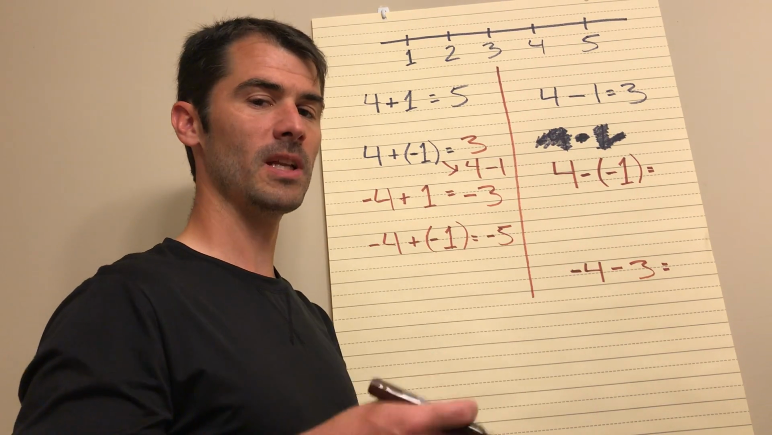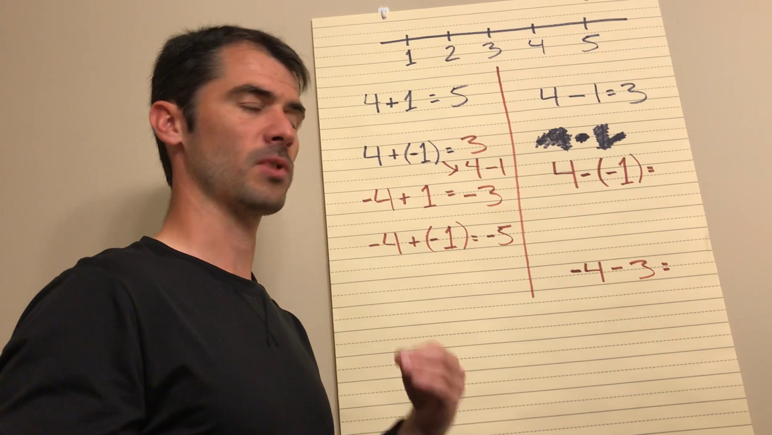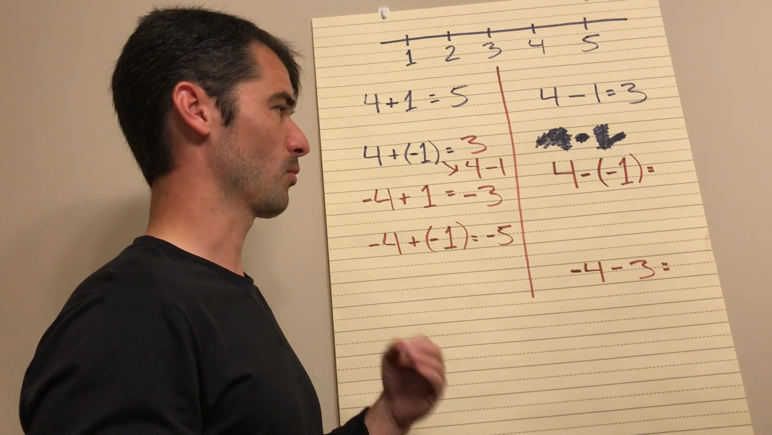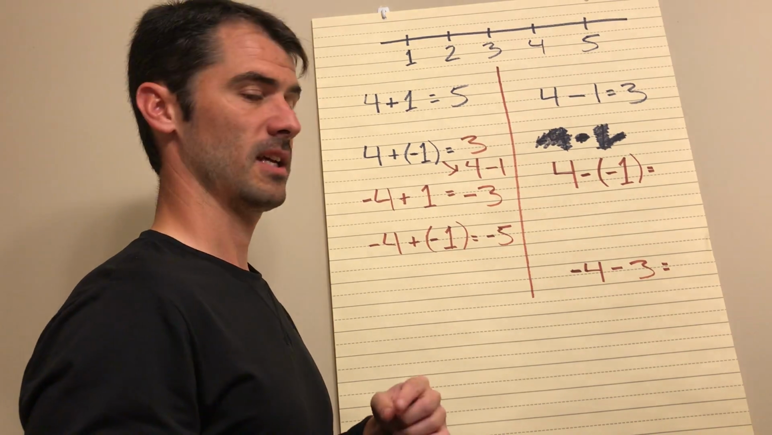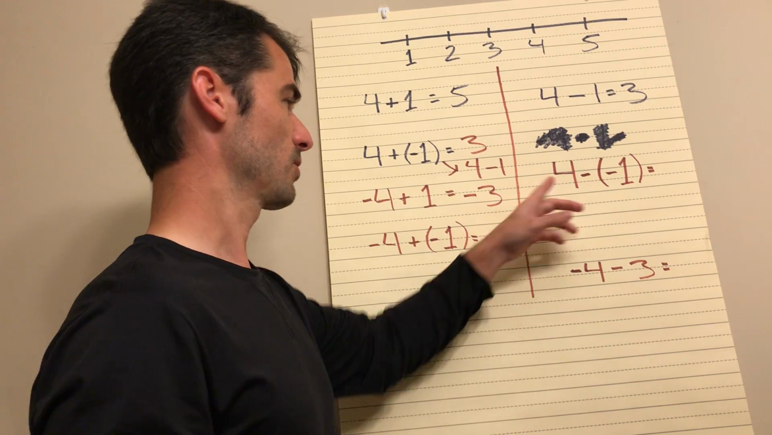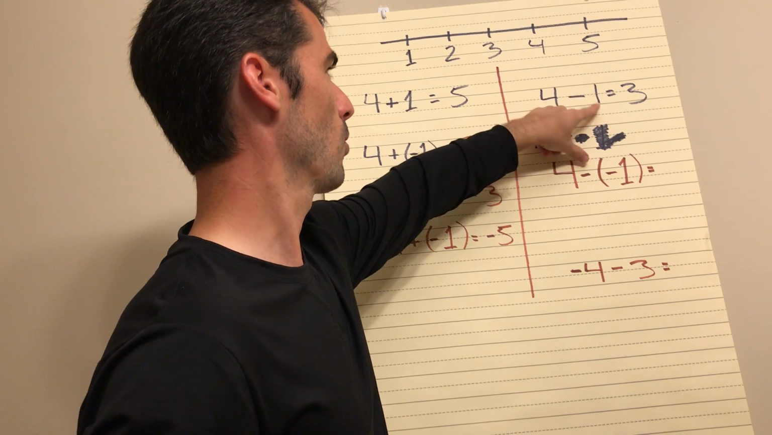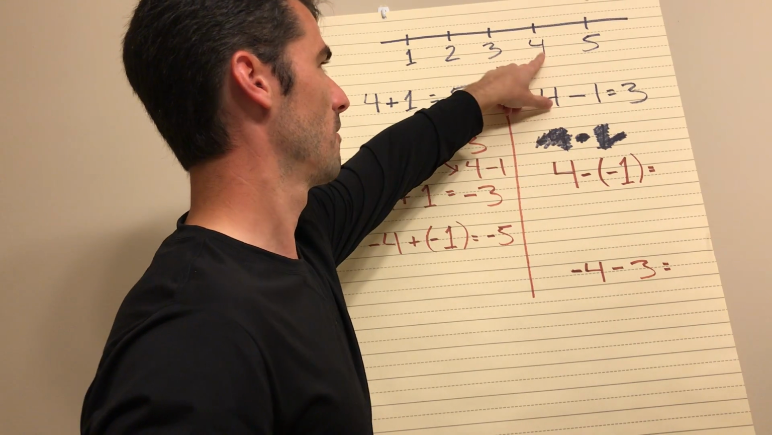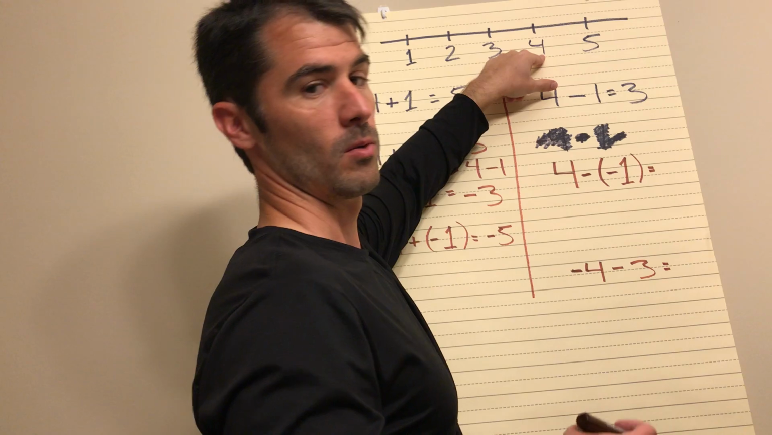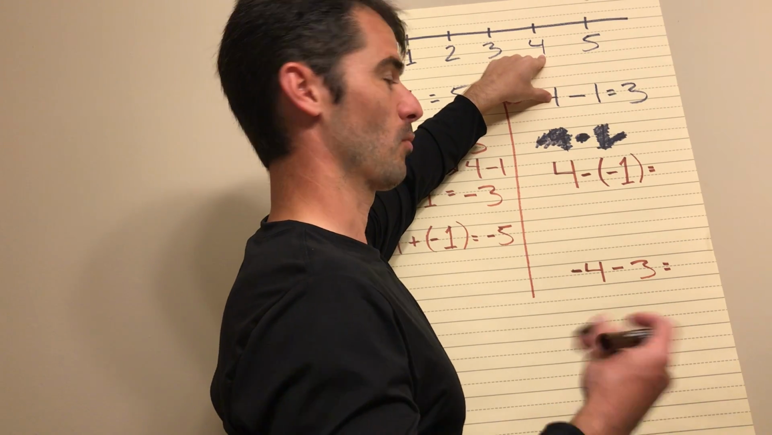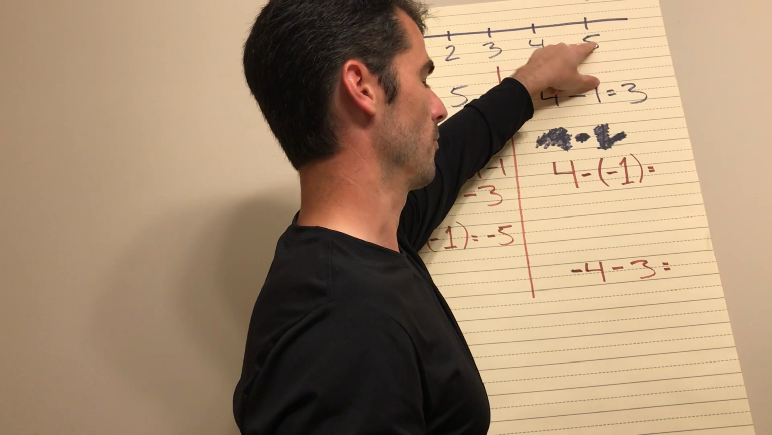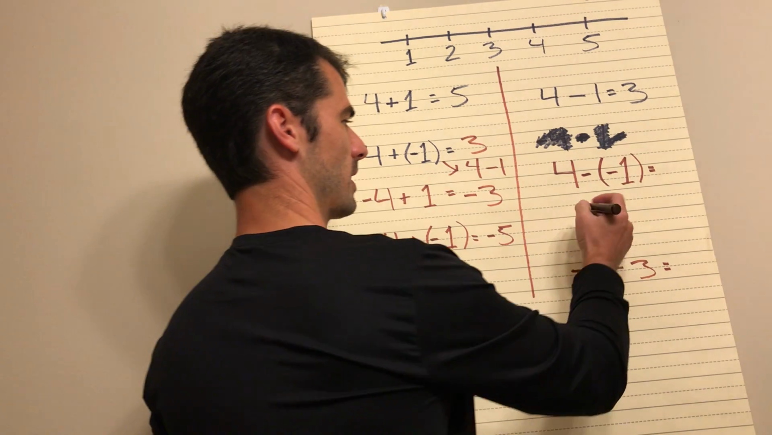If you get rid of a negative, think about it this way. When you subtract, you're getting rid of. So if we're getting rid of a negative, it actually is kind of like a positive. So this actually will move us to the right. 4 minus 1 brings us here. 4 minus negative 1 would mean we're getting bigger because we're getting rid of a negative, so it would move us to the right.